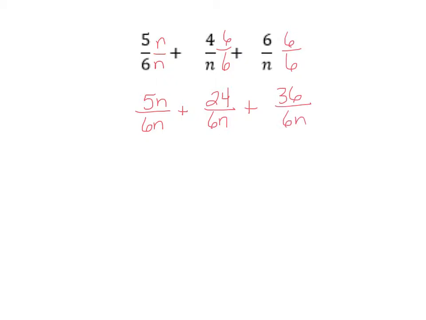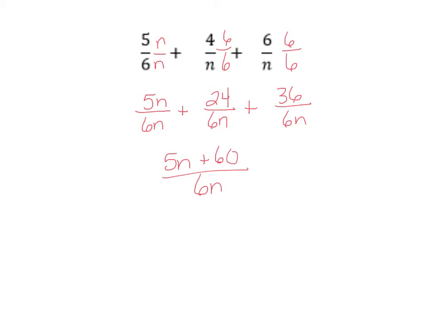So we have our common denominator of 6n, and we combine what we can and leave alone what we can't. So like on this 5n, there are no other n's on the top, so I'm just going to write 5n. And then these two numbers can be combined. It's a positive 24 and a positive 36, so that's going to add up to 60.